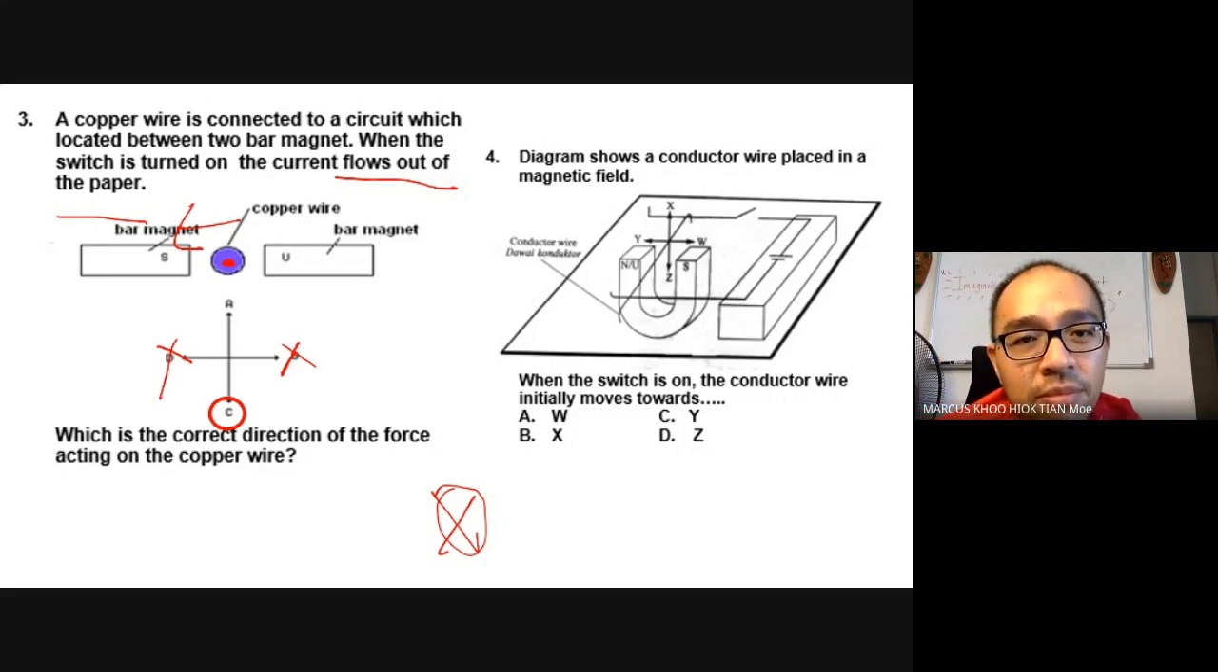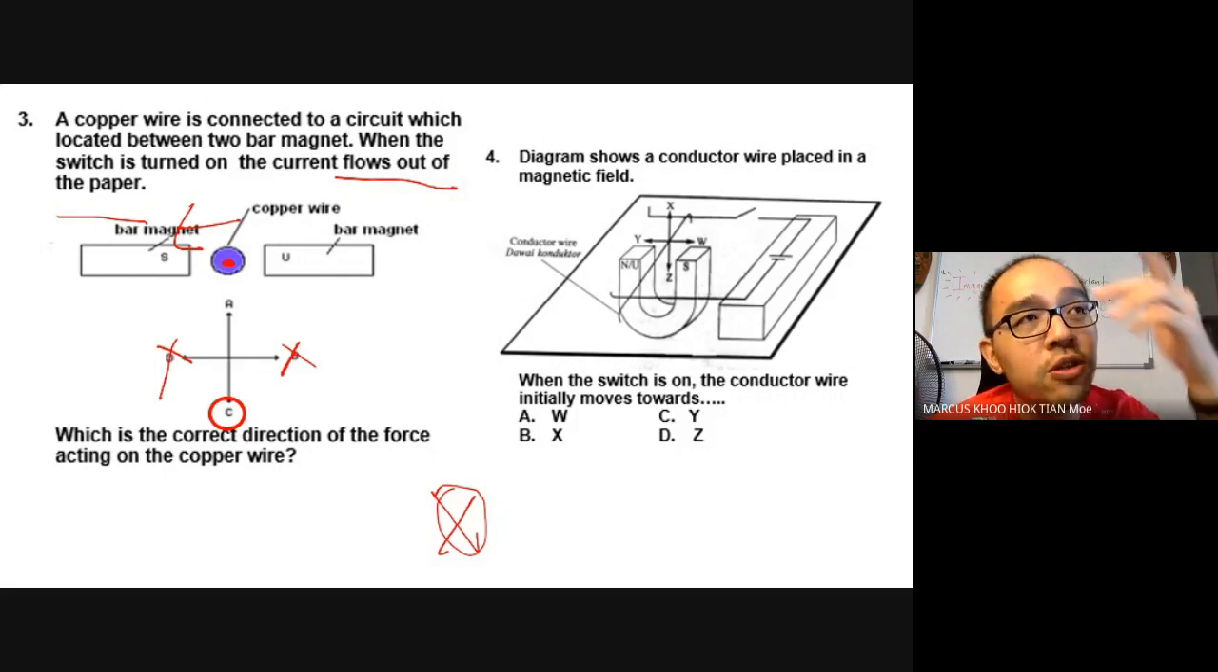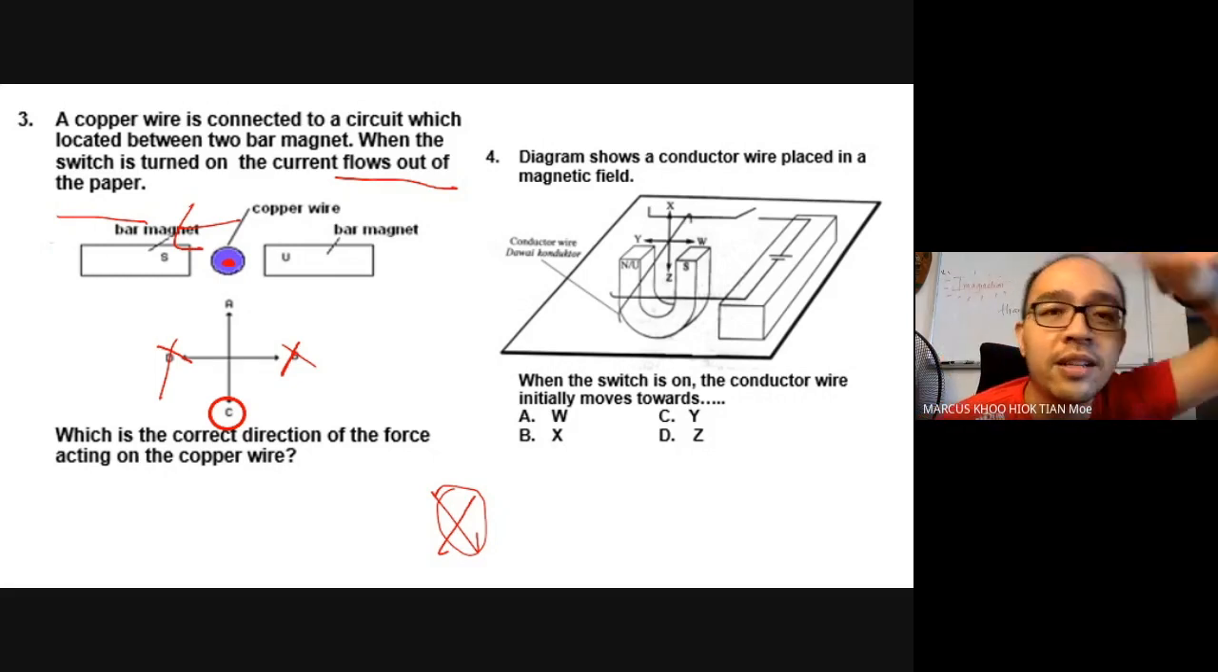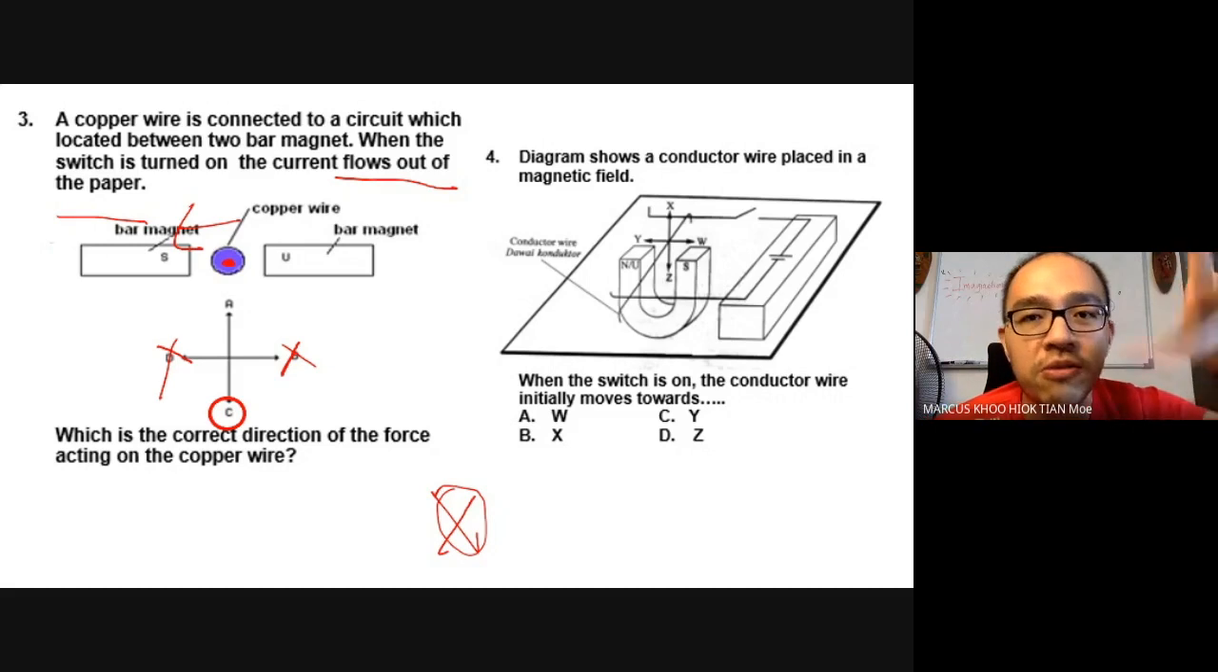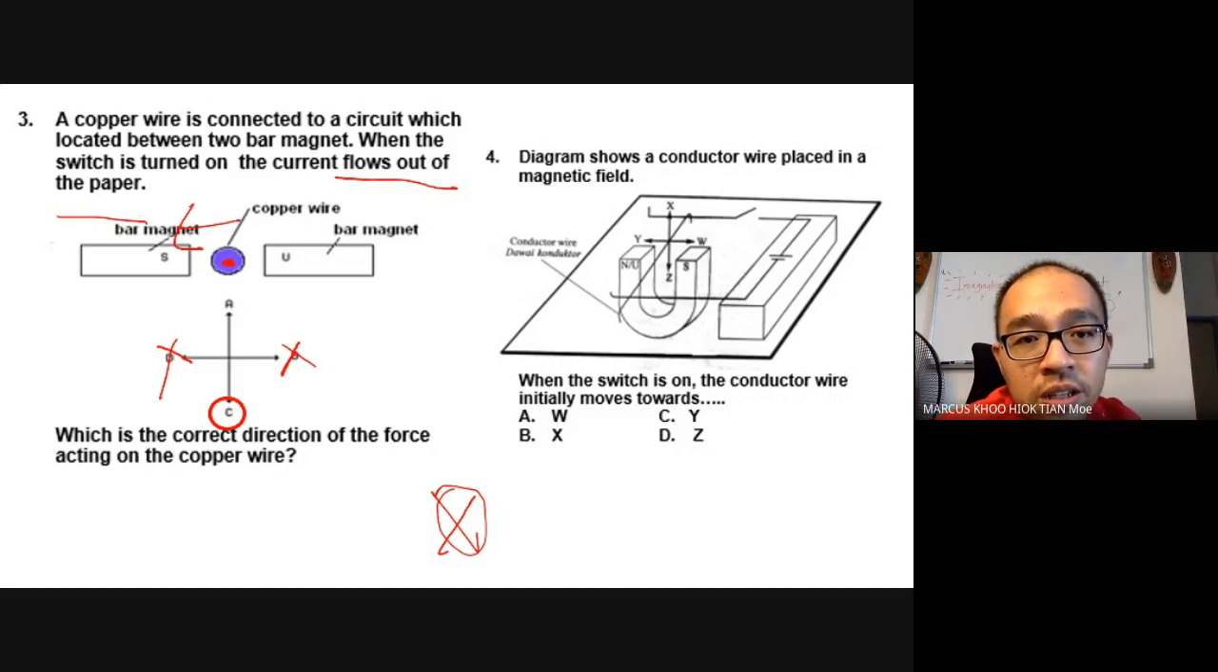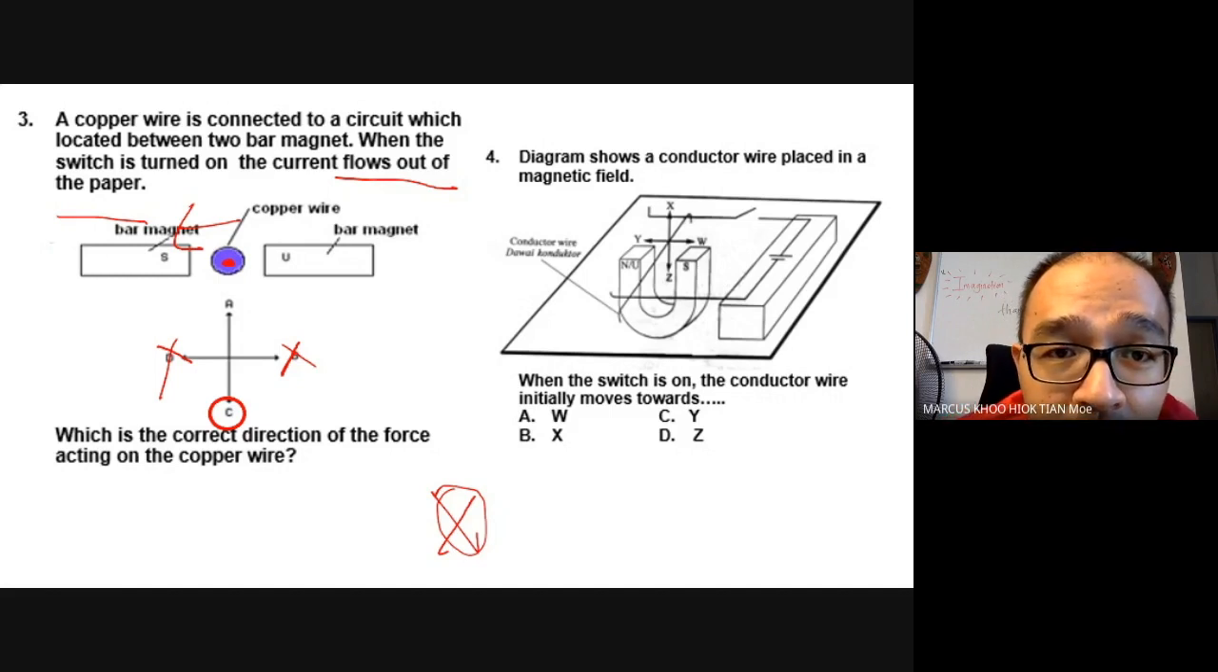Number 4, the diagram shows a conductor wire placed in the magnetic field. Guys, these are all very popular SPM questions. Every year, surely there is always one question that requires you to take out your hand and contort it in such a way so that you have to use Fleming's left-hand rule. When the switch is on, the conductor wire initially moves where? Where's the wire? Oh, Nina, this is the wire.